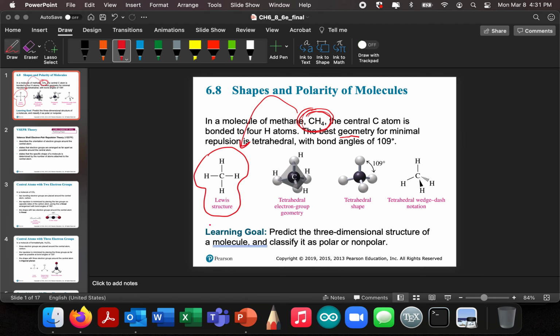So we're going to talk in this video about how to predict the 3-dimensional shape of a molecule given its Lewis dot structure. And then we'll do this in 2 different videos. In the next one, we'll see how you can tell by its shape if it's polar or nonpolar.